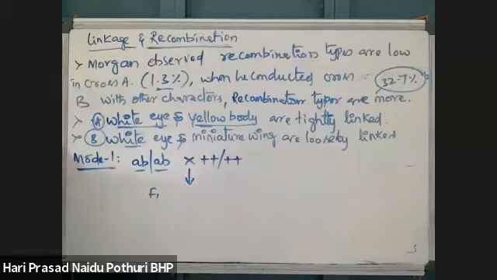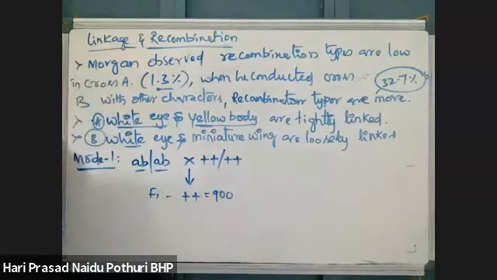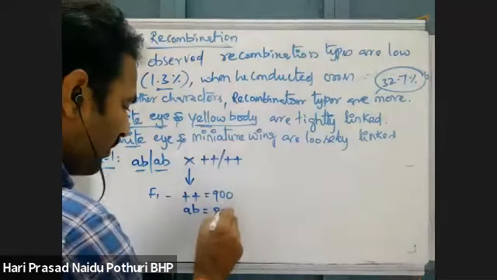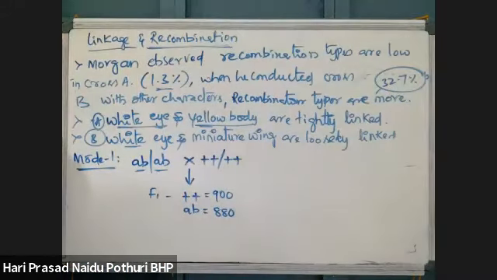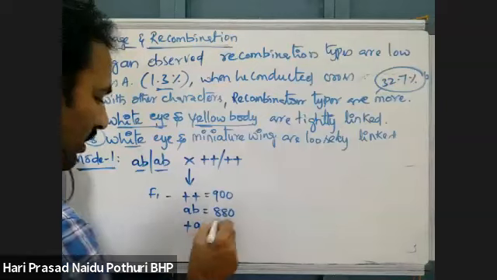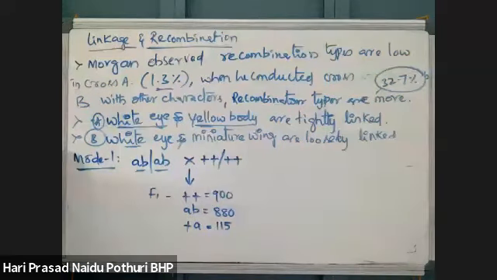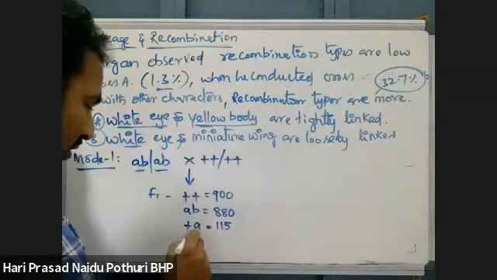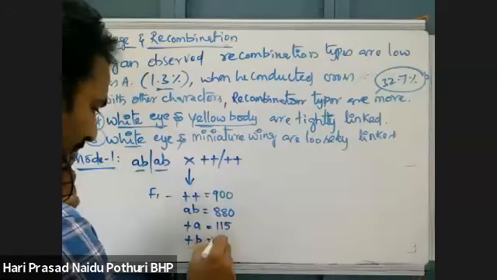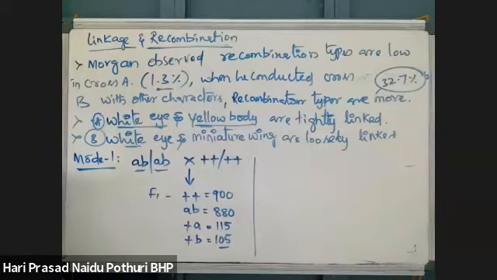What are they? In F1, wild type progeny were found around 900, and progeny with A, B were found around 880. Progeny with one gene wild and another gene A resulted around 115, and progeny with one gene wild and another gene B raised around 105. This is model problem 1.